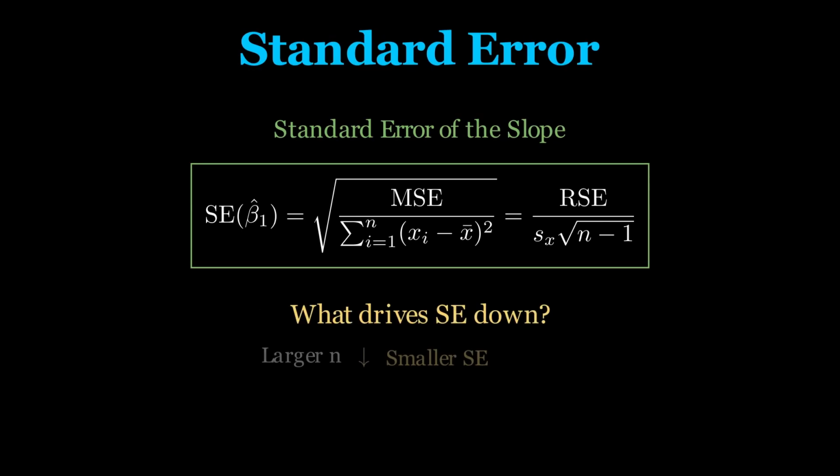Looking at the formula, two things drive the standard error down. First, a larger sample size n. More data, more precision. Second, a larger spread of the x values. When your predictor covers a wider range, the slope is easier to estimate precisely. That's the standard error for simple linear regression. It tells us how much our coefficient estimates would vary across different samples. These formulas will come back when we build confidence intervals and hypothesis tests.